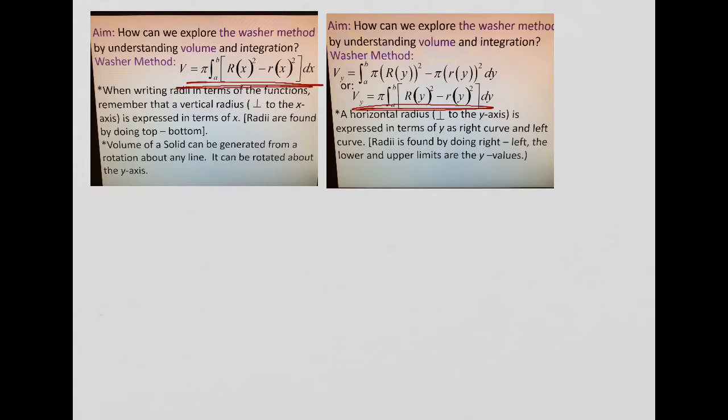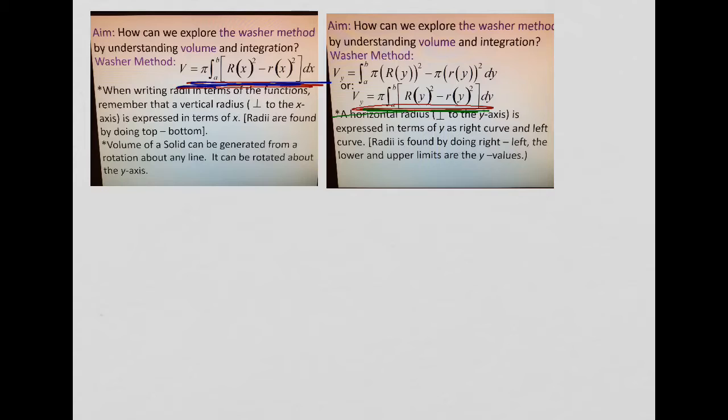The reason for that is it depends on how we're revolving it around a particular line. If we're revolving it around a line like y equals 0, which is the x-axis, or y equals b, it's going to look like this. However, if we revolve them around a line like x equals 0, the y-axis, or x equals a, it's going to look like this. So let's go over what we've been doing, and then we'll talk about what we're going to do.